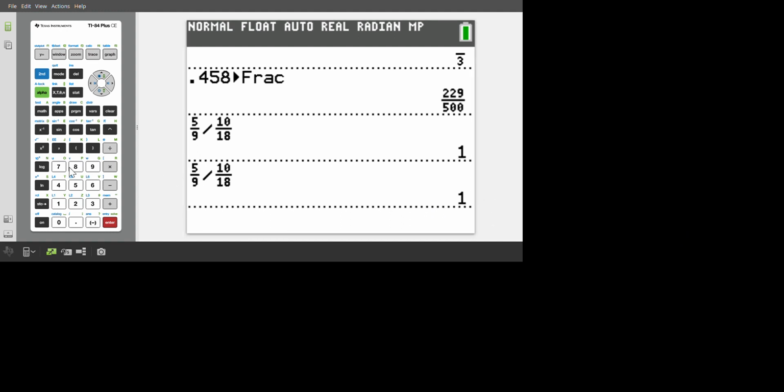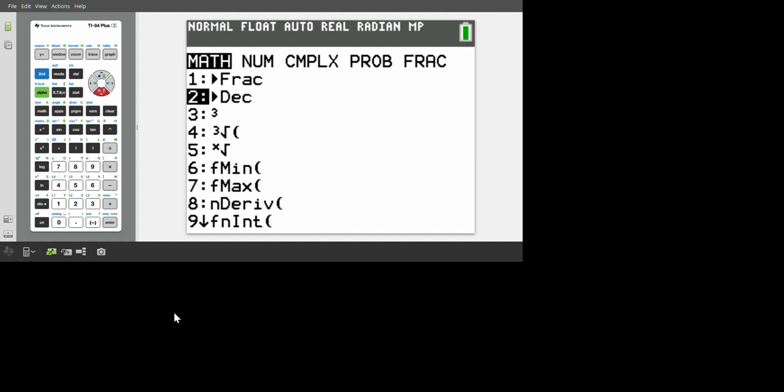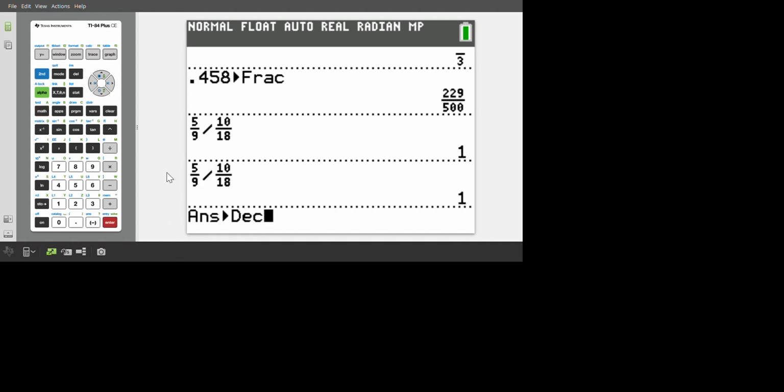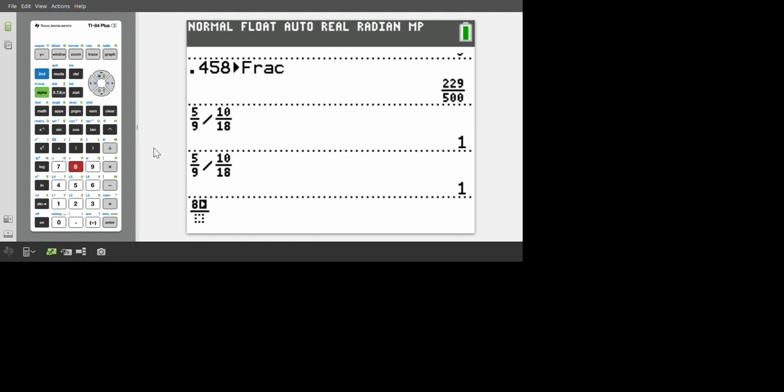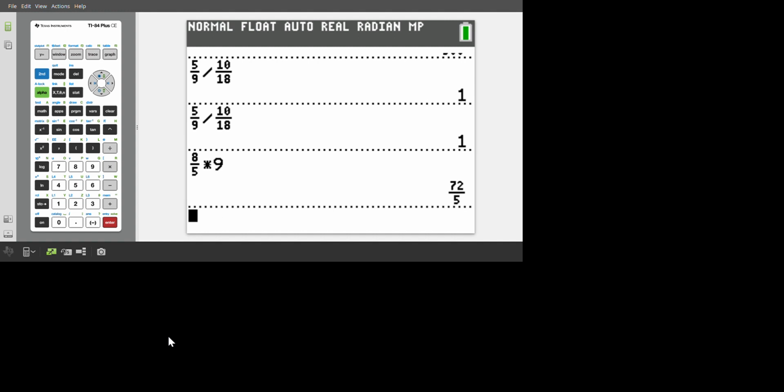Just because you mess with fractions doesn't mean you're always going to wind up with a fraction. So we kind of know how to convert from fractions now. But let's say that we entered it in fraction form. So let's do another one. 8 divided by 5 times 9. Let's try that and see what happens. I get 72 over 5.